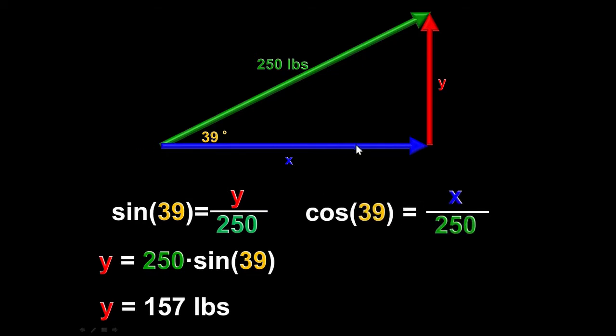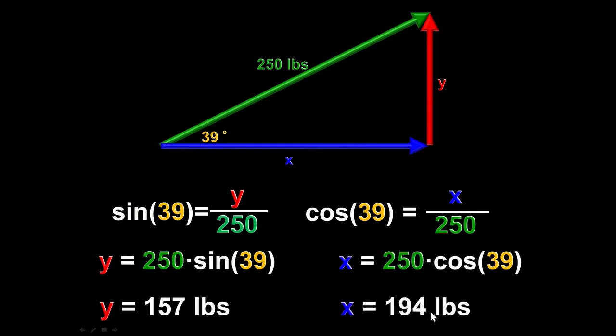All right, now we can find out the horizontal because the cosine of that angle is adjacent over hypotenuse. And the same thing, we're trying to solve for x, so we've got to multiply both sides by 250. Then 250 multiplied by the cosine of 39, I get 194 pounds pushing back in that direction. And that's a bigger number than that, and we can see it's a longer side than that.